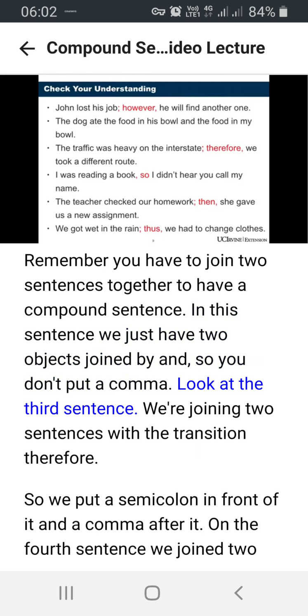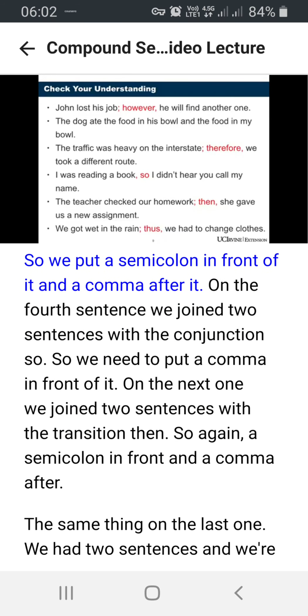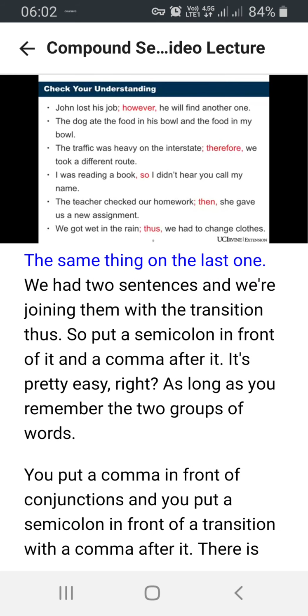Look at the third sentence. We're joining two sentences with the transition therefore, so we put a semicolon in front of it and a comma after it. On the fourth sentence, we joined two sentences with the conjunction so, so we need to put a comma in front of it. On the next one, we joined two sentences with the transition then, so again, a semicolon in front and a comma after. The same thing on the last one. We had two sentences and we're joining them with the transition thus. So put a semicolon in front of it and a comma after it.